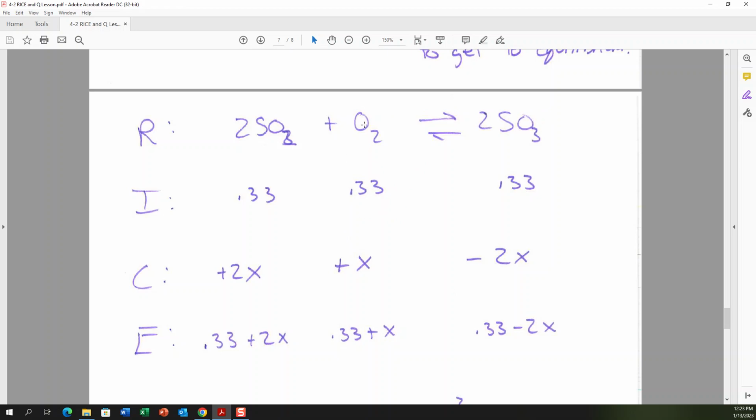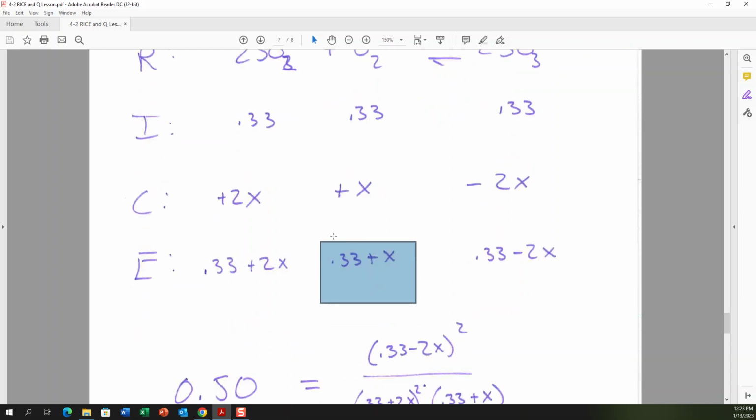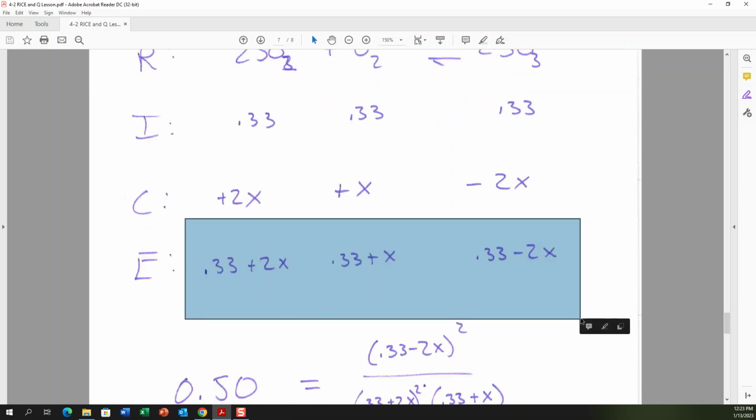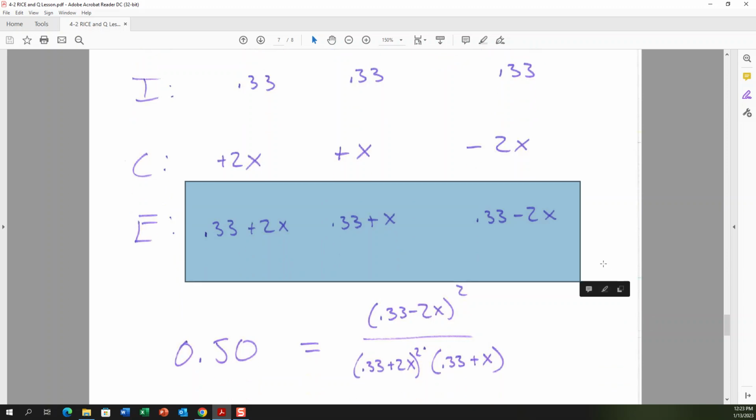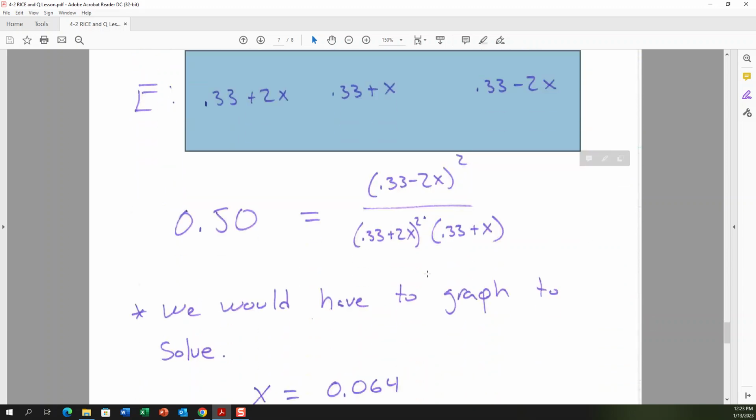So I know that the oxygen concentration at equilibrium is going to be greater than what it was initially. And that's what you would have to answer. You would not have to graph to solve for x here unless there was a way to simplify, but there's no way to simplify this, all right? So I'm going to go ahead and answer the question for you.